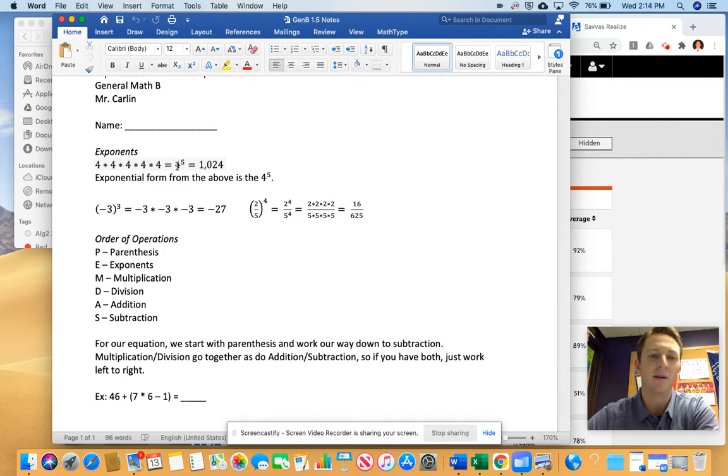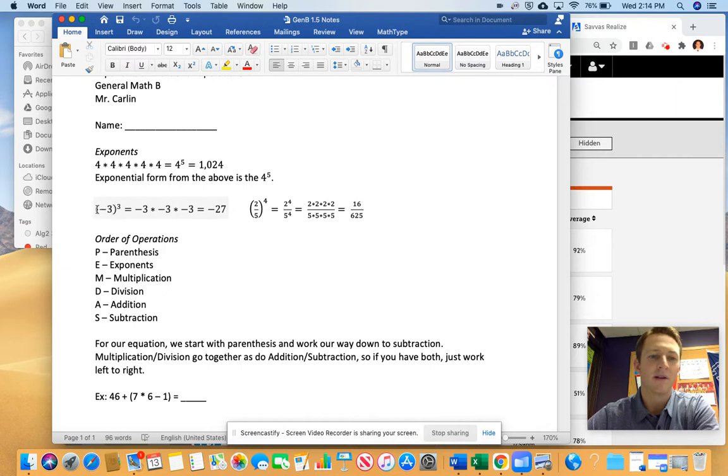So this would be written as 4 to the fifth. And if you took 4 times 4 times 4 times 4 times 4, you would get 1,024. So either way you write it, it's simpler and nicer to read. So this is the exponential form of 4 times itself 5 times.